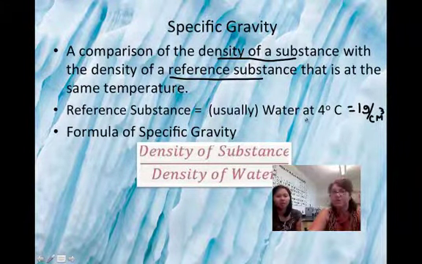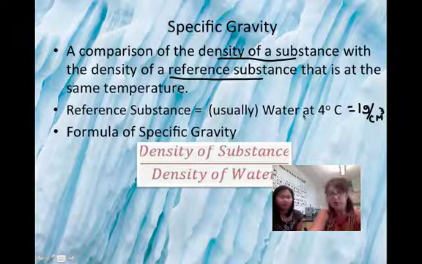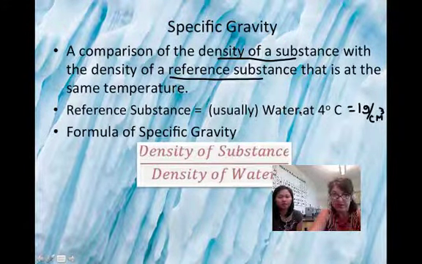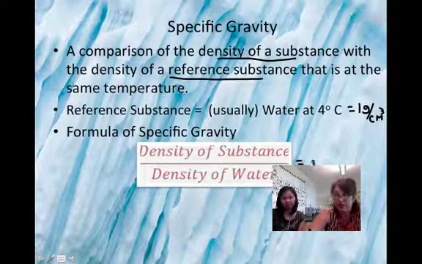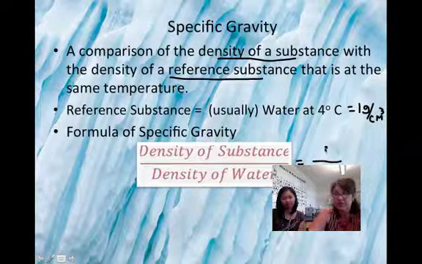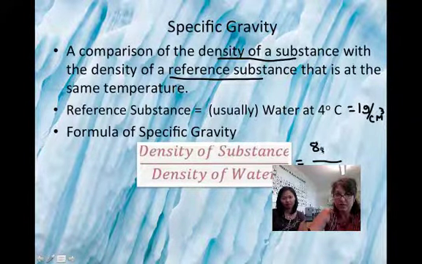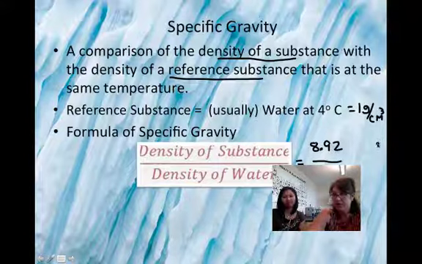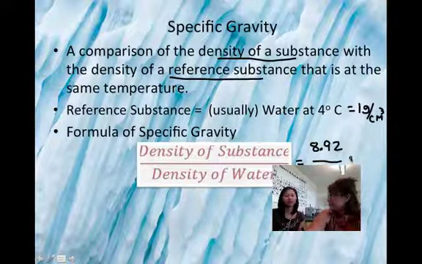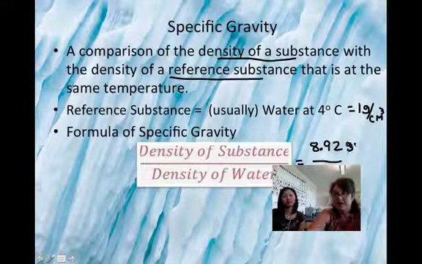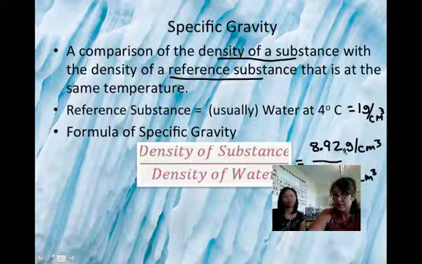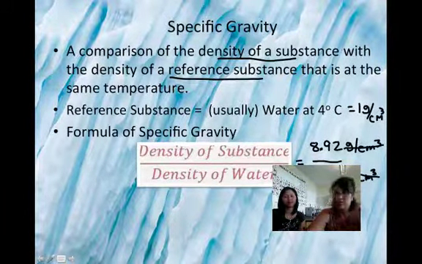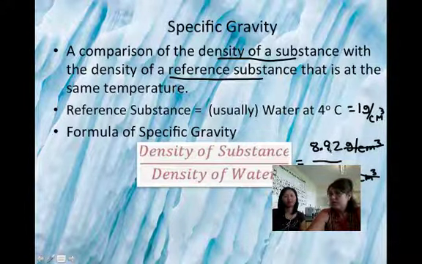So the formula for specific gravity is really simple. You take the density of your substance divided by the density of water. And the density of water is 1. So whatever the density of your substance was, like copper, 8.92, you don't need a calculator for this math. And look at our units. We'd have grams per cubic centimeter on top, grams per cubic centimeter on the bottom. A number divided by itself is equal to 1. It just goes away. So this is easy math.